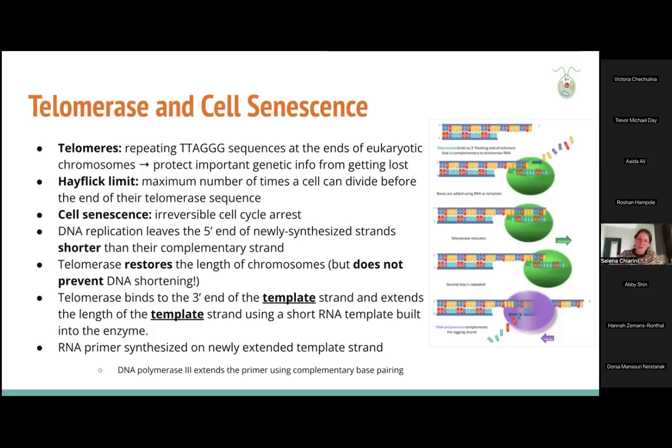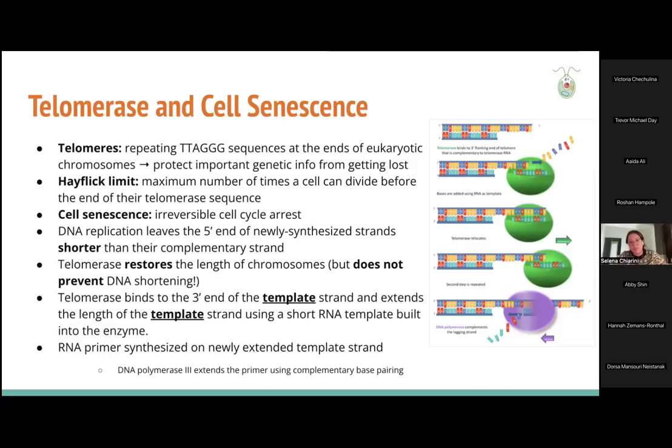But no, on the other hand, telomerase would just lead to uncontrolled cell growth. You'd just be adding things wherever you wanted. Cells would just be dividing constantly all the time. And telomerase is actually a hallmark sign of cancer. Cancer cells express telomerase because they're literally fighting for their lives. They just want to grow and do whatever they want whenever they want to.